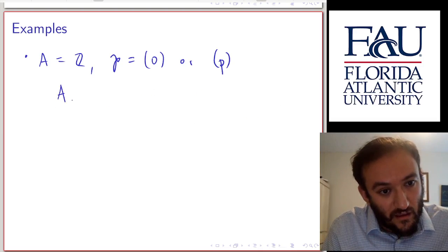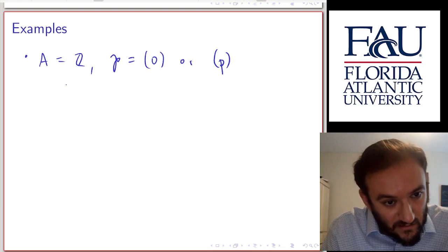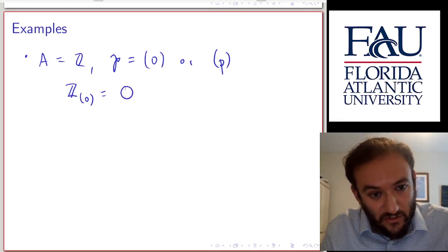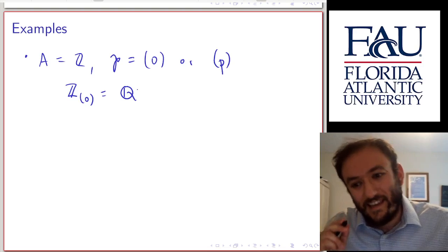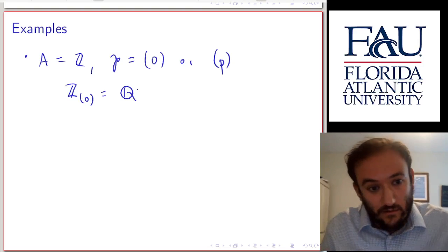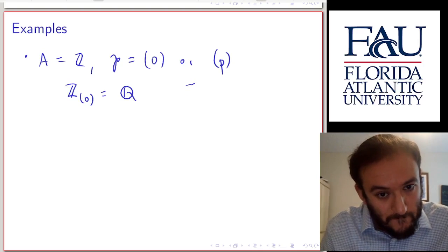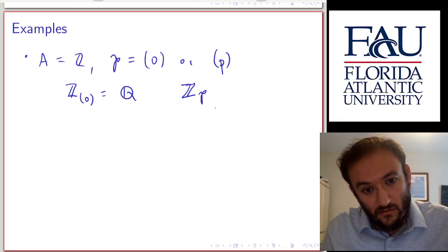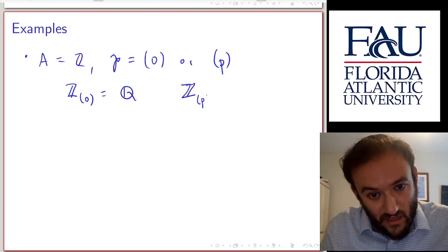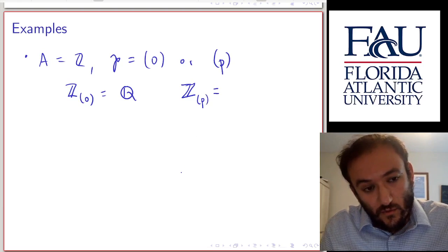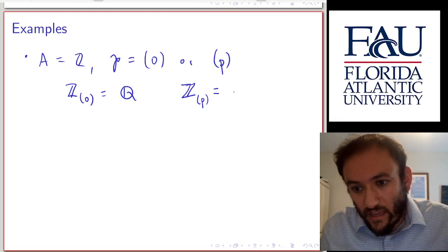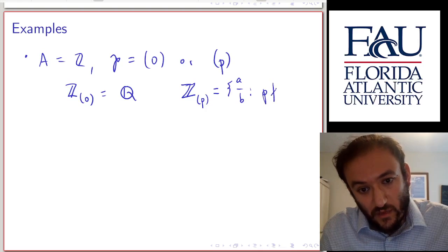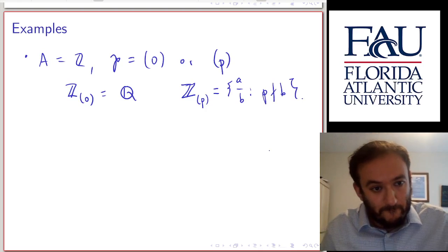So let's see what these are. Localized at 0, that's the field of rational numbers, and that's why I was just saying, wait a second. But no, that's fine because its maximal ideal is 0, so it's still local. And Z_P, localized at P here, is equal to, as we mentioned before, a over b, where P does not divide b.